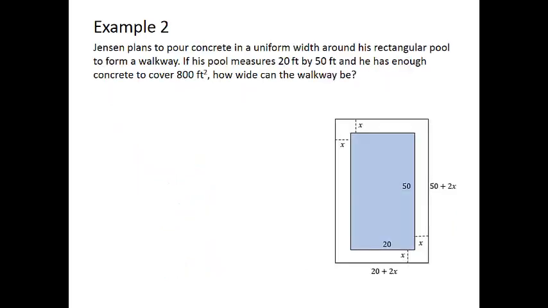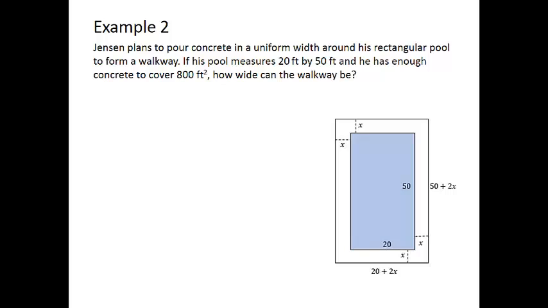Example 2: Jensen plans to pour concrete in a uniform width around his rectangular pool to form a walkway. If his pool measures 20 feet by 50 feet, and he has enough concrete to cover 800 square feet, how wide can the walkway be?